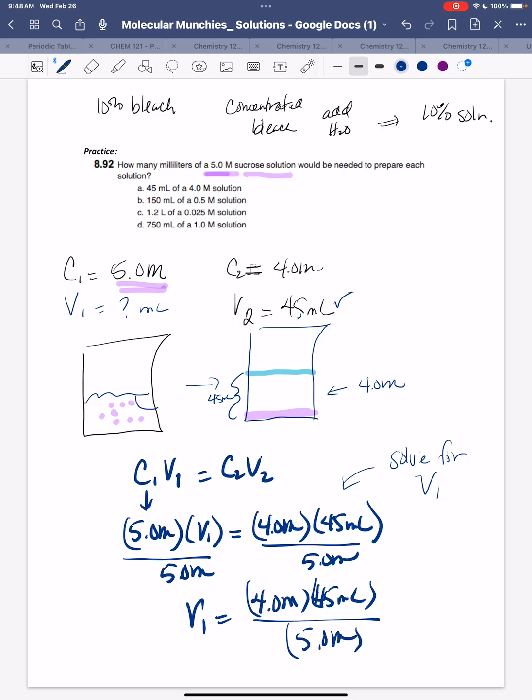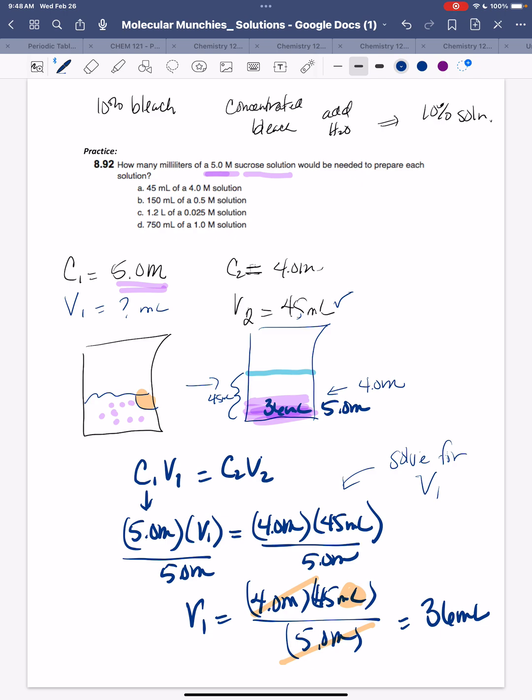If we do that math, making sure that we do that correctly, dividing by 5, we get 36 milliliters. And I'm just going to point out that you'll notice that the units cancel nicely. Molarity cancels with molarity, and I'm left with milliliters. So that's just saying, in order to make this solution right here, we're going to pour out 36 milliliters of our 5 molar solution.